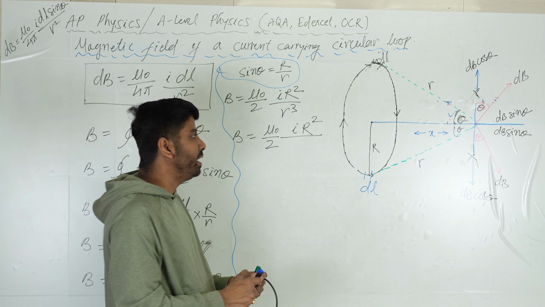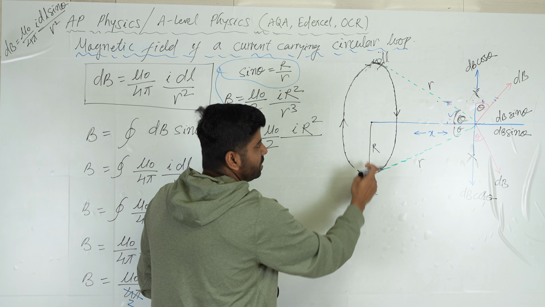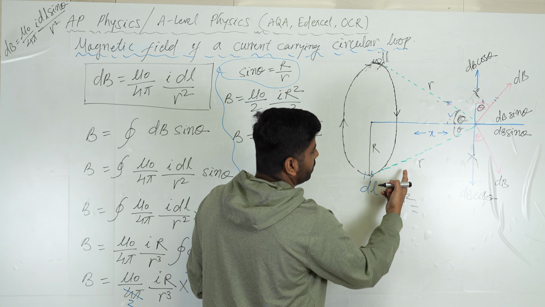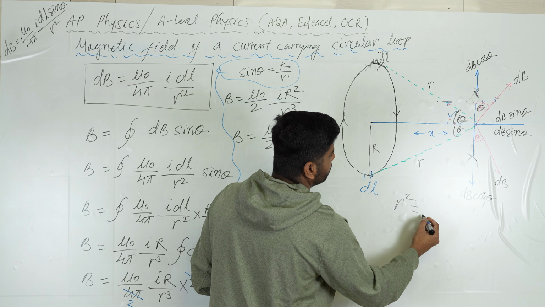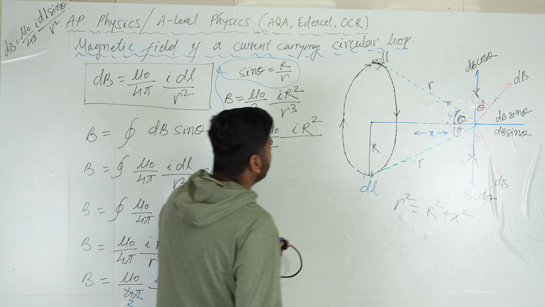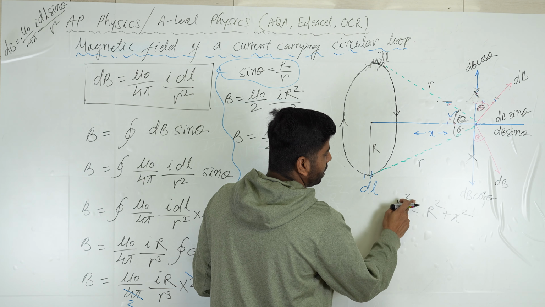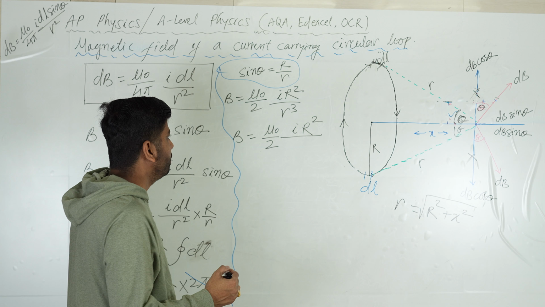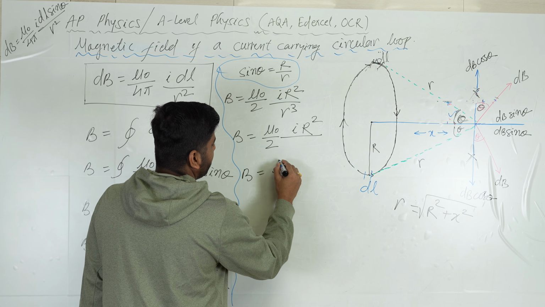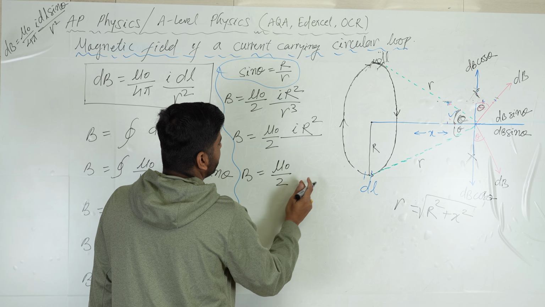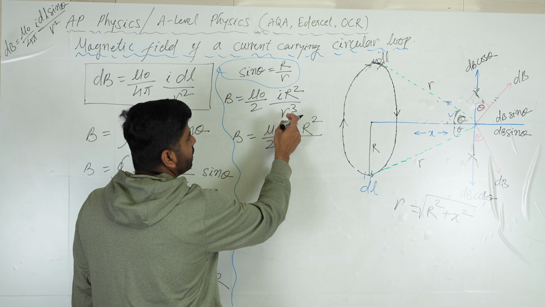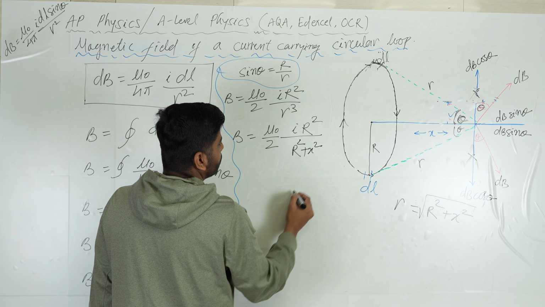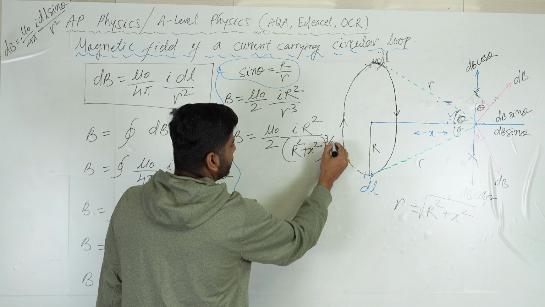If you see this is a right angle triangle, and if I apply the Pythagoras condition, then r is equal to the square root of R square plus x square. So in the next step, instead of r cube, I can write R square plus x square to the power 3 by 2.